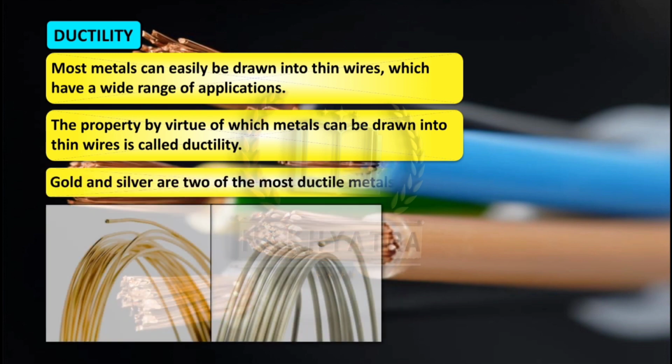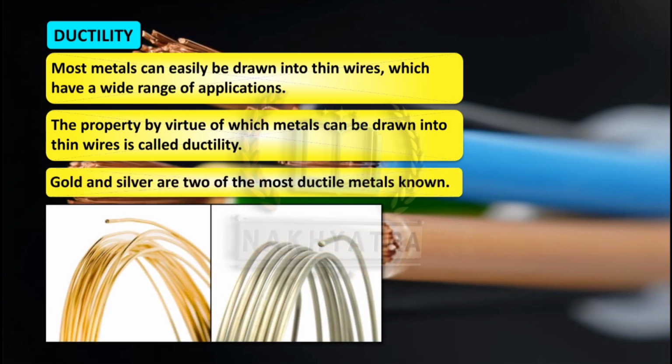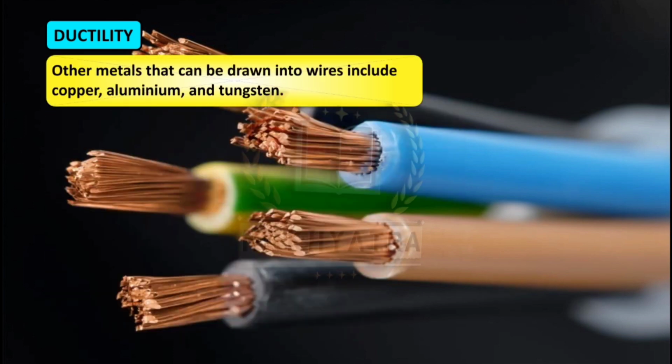Gold and silver are two of the most ductile metals known, because they can be easily drawn into thin wires. Apart from gold and silver, other metals that can be drawn into wires include copper, aluminium and tungsten.